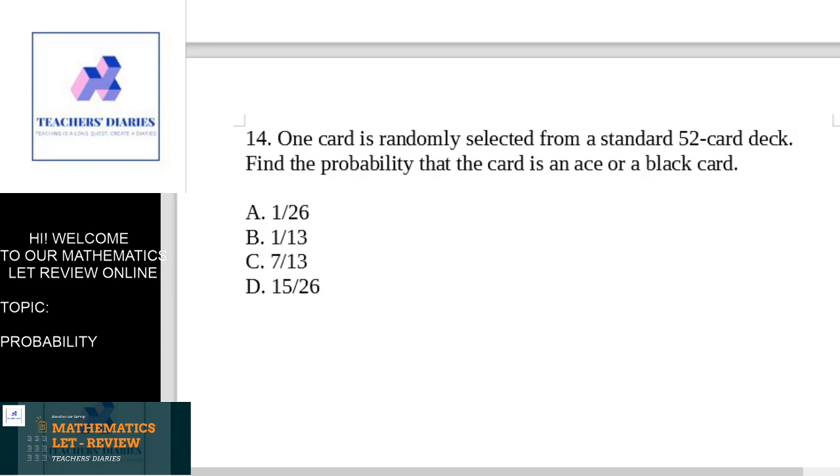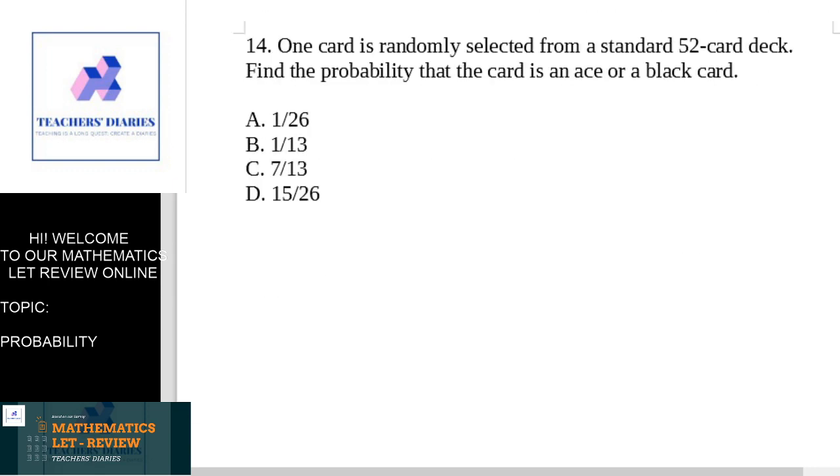Next, number 14. One card is randomly selected from a standard 52 card deck. Find the probability that the card is an ace or a black card. A. 1 over 26, B. 1 over 13, C. 7 over 13, D. 15 over 26.